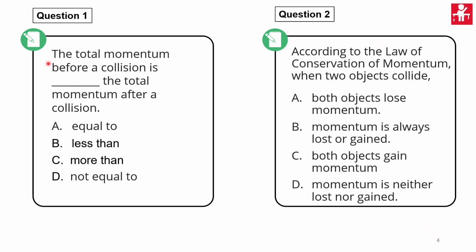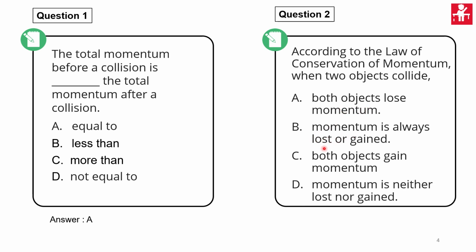Okay, let's have a look at these two questions. The first question: the total momentum before a collision is, answer A, equal to the total momentum after a collision. It is conservation of linear momentum. Second question: according to the law of conservation of momentum, when two objects collide, A, both objects lose momentum. Wrong. If they lose, then the total will be reduced. Wrong, because in conservation of linear momentum, the total momentum before and after is equal.